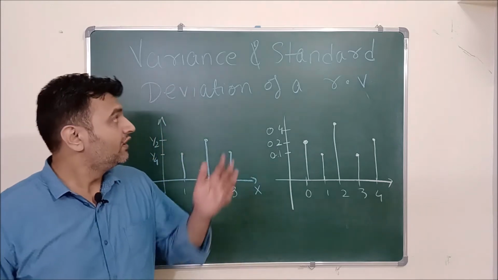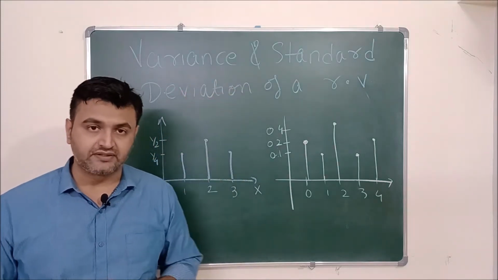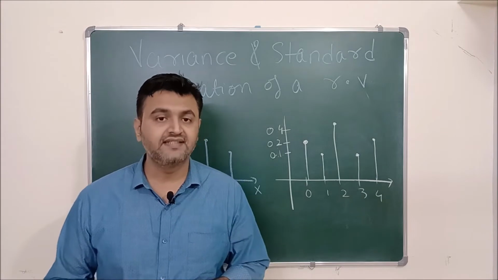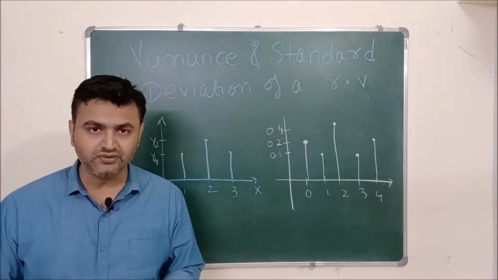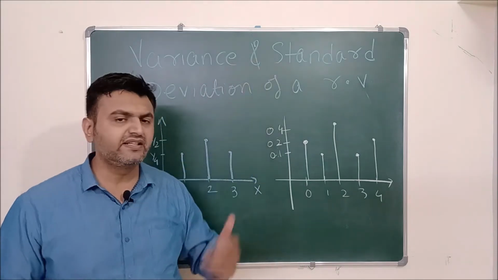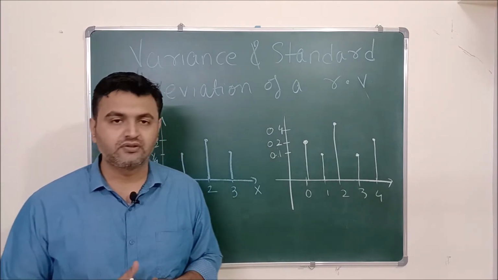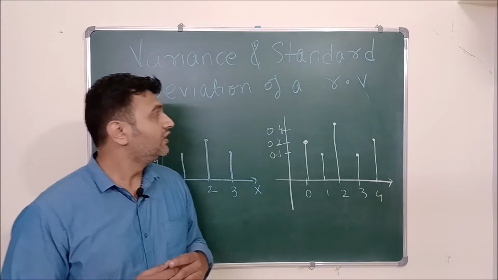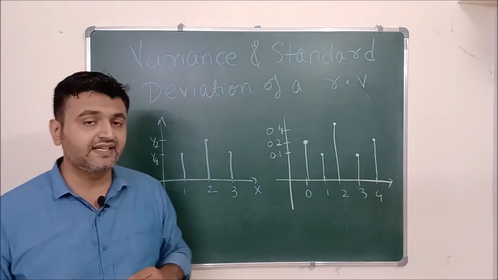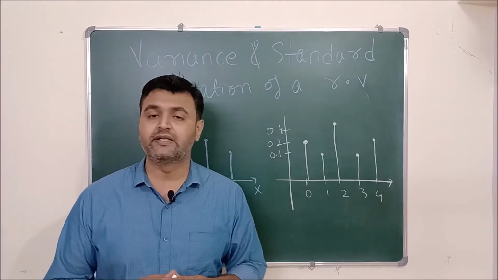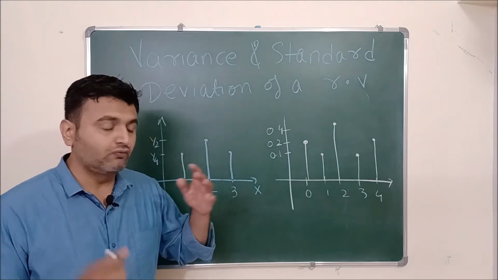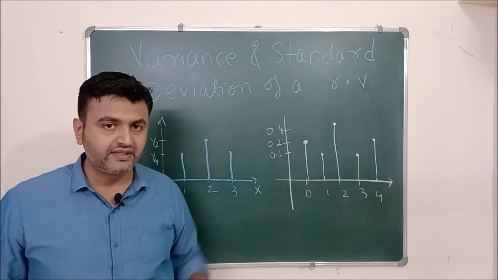Among them, variance and standard deviation are two nice statistical measures which people use. Among these also, standard deviation is used very widely. So today we are going to concentrate on variance and standard deviation for a given random variable. So what do we mean by variance? Then we'll come to standard deviation.